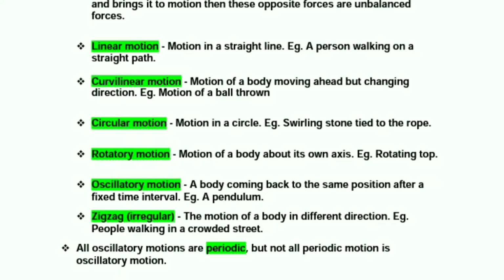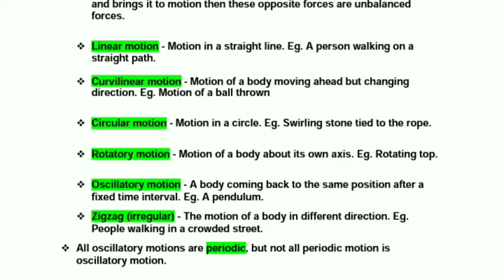Example, a person walking on a straight path. Next, curvilinear motion of a body moving ahead but changing direction. Example, motion of a ball thrown. Next, circular motion in a circle. Example, swirling stone tied to the rope.